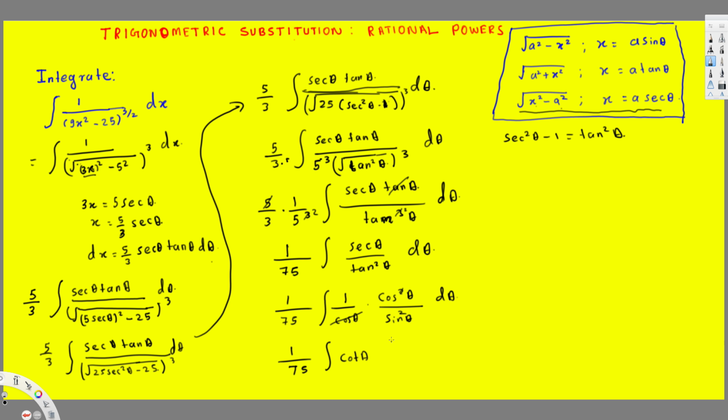Cot theta, if I take the cot theta, I have one more sine left here. So that's 1 over sine theta. So reciprocal 1 over sine theta means that's cosec theta, right? Cot theta, cosec theta, d theta. And we know that this is the derivative of cosec theta. If you take the derivative of cosec theta, that is minus cosec theta cot theta. Since we have plus right here, the integral is going to be minus 1 over 75 cosec theta and plus constant, because we are taking the antiderivative, so this is going to be plus constant.